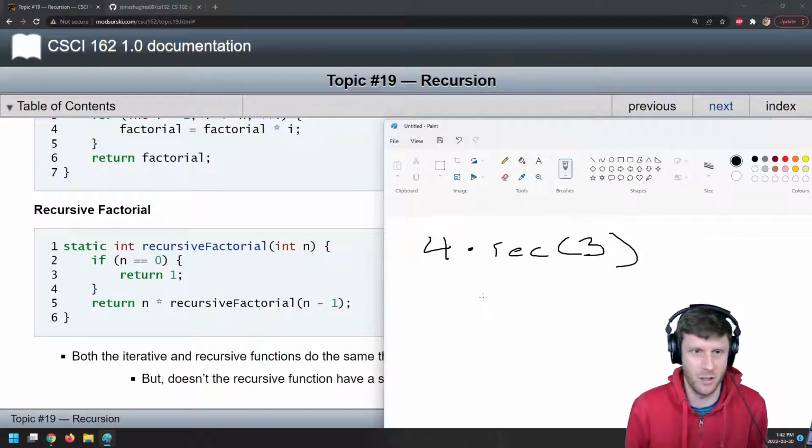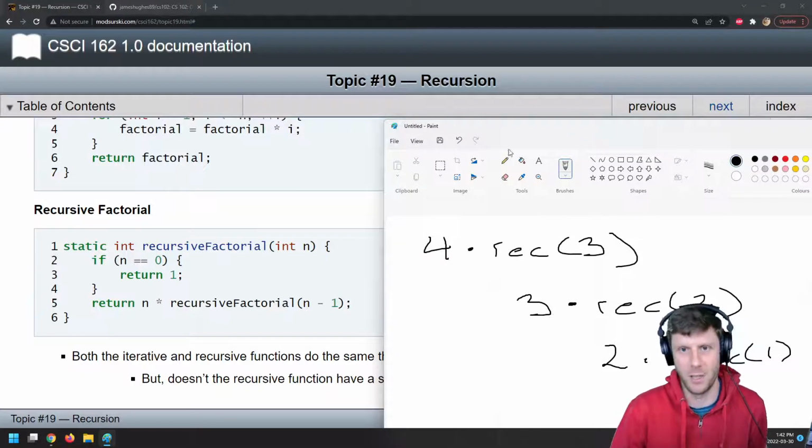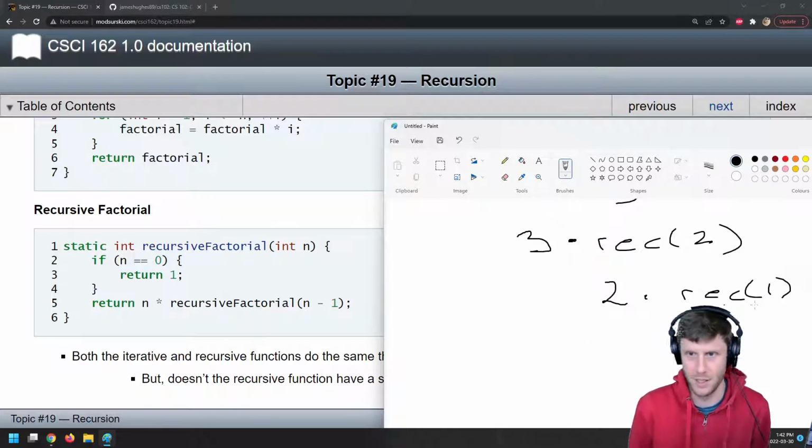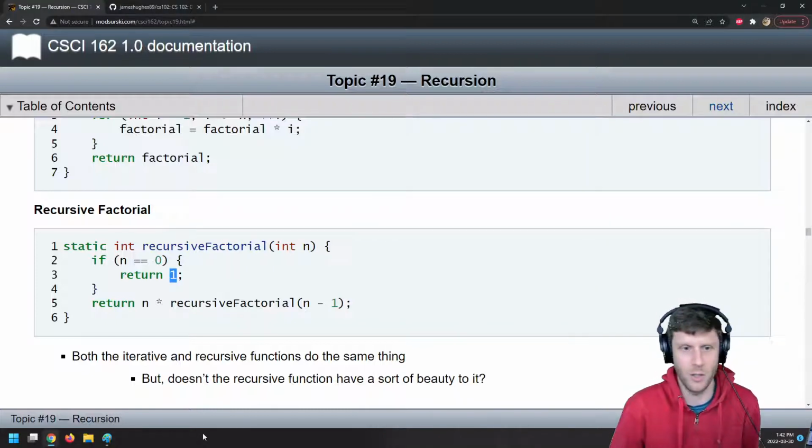So is 3 equal to 0? No. Okay, great. So that's 3 times rec of 2. And that's going to be 2 times rec of 1. And then I'm going to run out of room. 1 times rec of 0. Well, when n is 0, it's 1. Okay, great. So I return the 1.